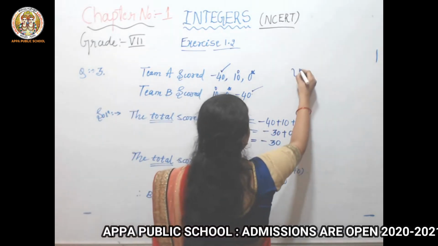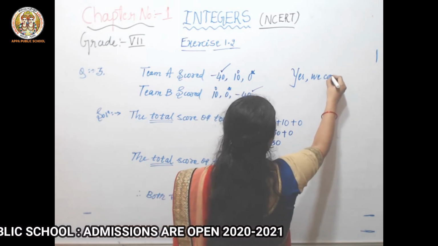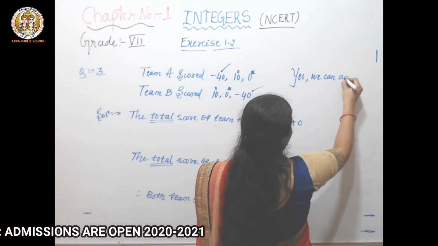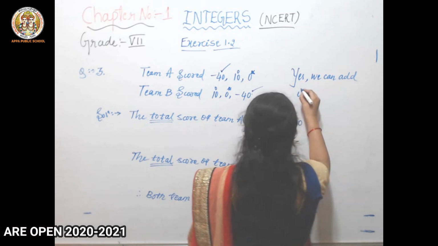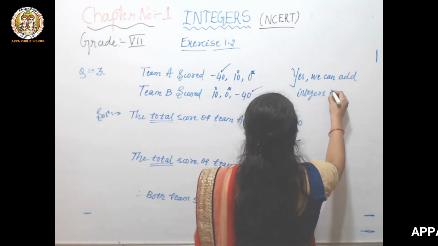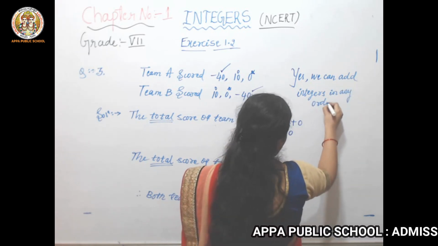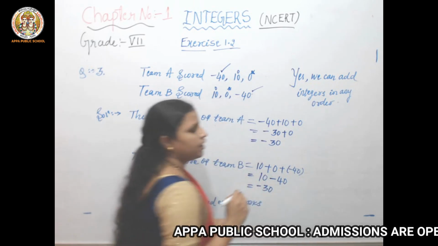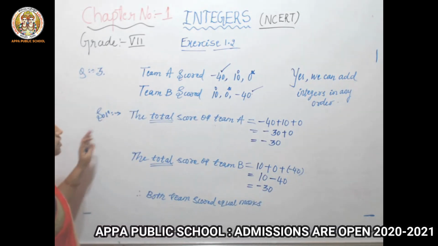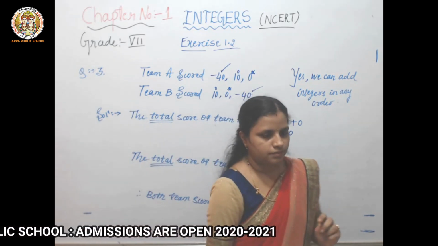We will write the solution as, yes, we can add integers in any order. Whatever may be the position of the integers, we can add them. So this is the solution of question three.